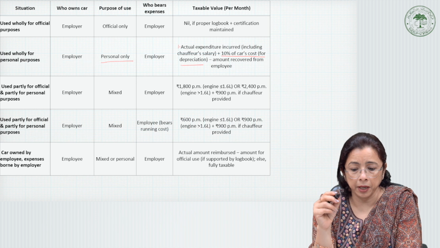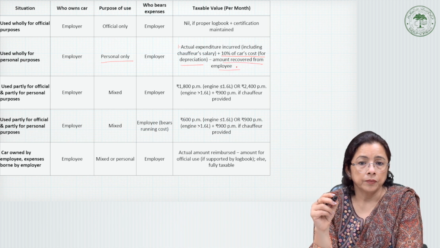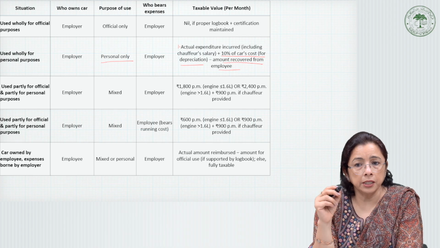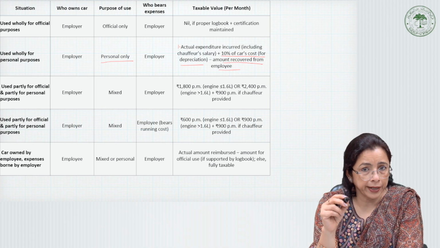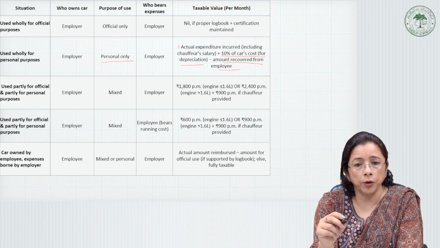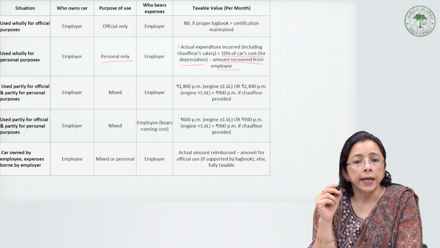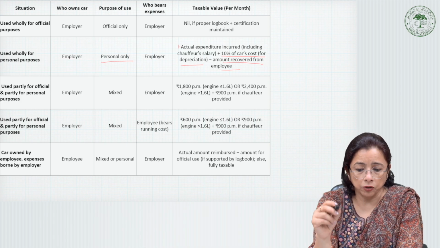From these three points we will deduct the amount that is recovered from the employee. So the car is owned, but it is provided for personal use. We are going to take these three amounts into consideration and compute the value of the perquisite.